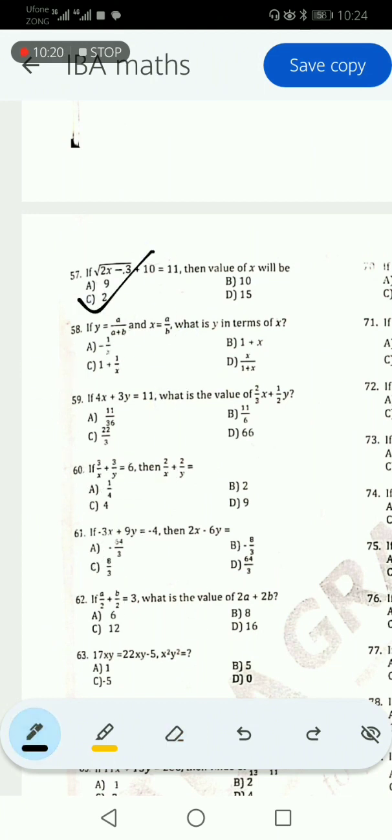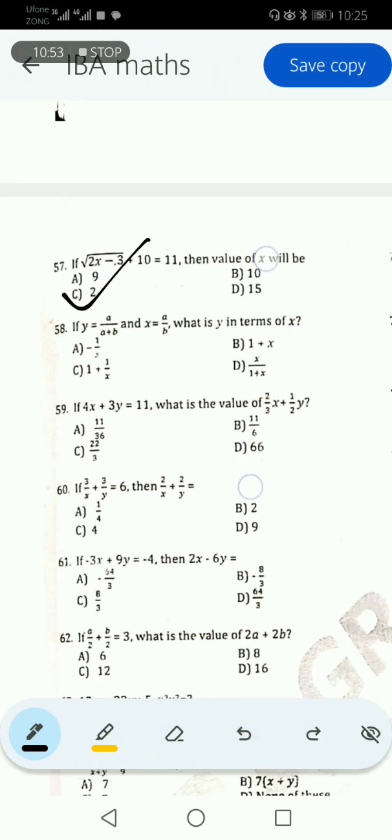Okay, so moving on to question 58, this question is a bit tricky. Now, if y is equal to a upon a plus b, what is the value of y in terms of x? That probably means that in the equations given in the options, you first have to see in which equation we should place the x to make it the y. Like x should be equal to y according to the options. So first you have to eliminate the options.